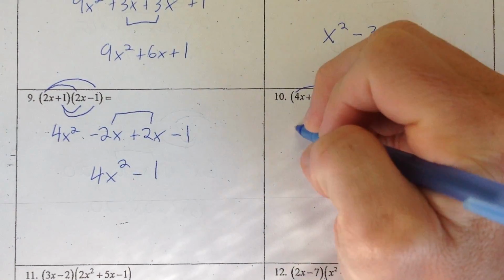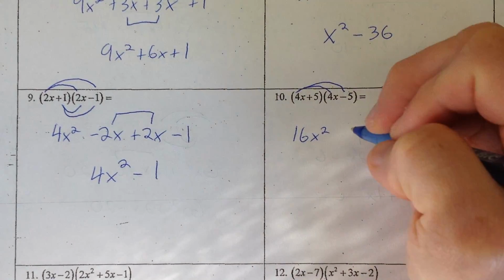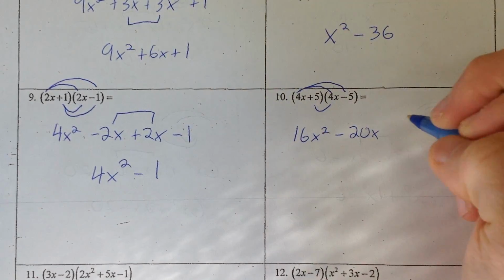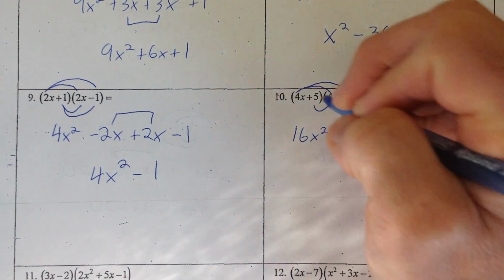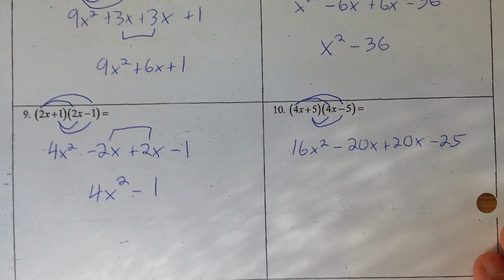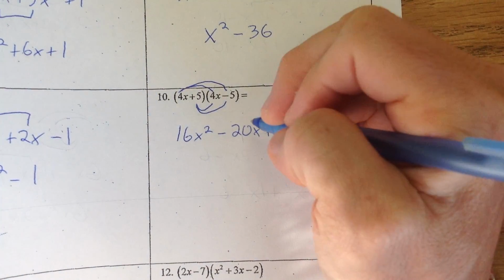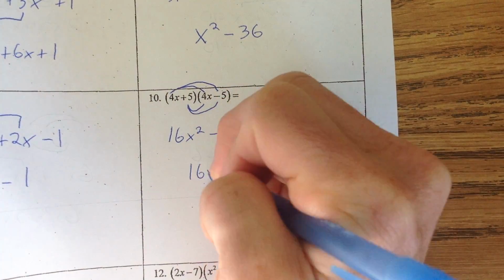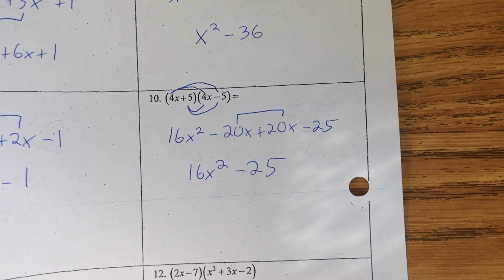So 4x times 4x, 16x squared. 4x times negative 5 is negative 20x. 5 times 4x is a positive 20x. 5 times negative 5 is negative 25. So again, what you're going to see here is that these middle two terms are going to sort of cancel each other out. We're going to get 16x squared minus 25.